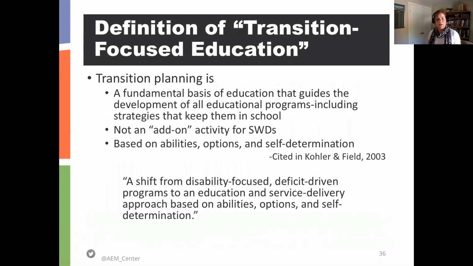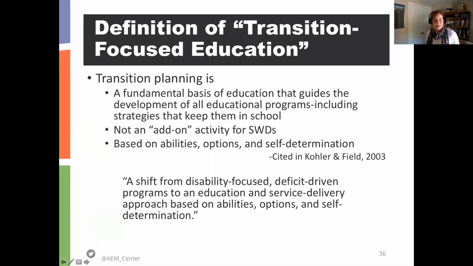If we really want to think about transition being a robust process, we'll look at the definition as it is laid out under the term transition-focused education. And this is from Kohler and Field. It's a 2003 article, and you'll find it in the digital handout. I wouldn't be surprised if Leslie was putting it, I think it's a citation. I don't think that there's a link to this one in the digital handout. I have links where you'll be taken to the articles that are available online. In some cases, you'll have to get them through a library database. Really worthwhile to read this article.